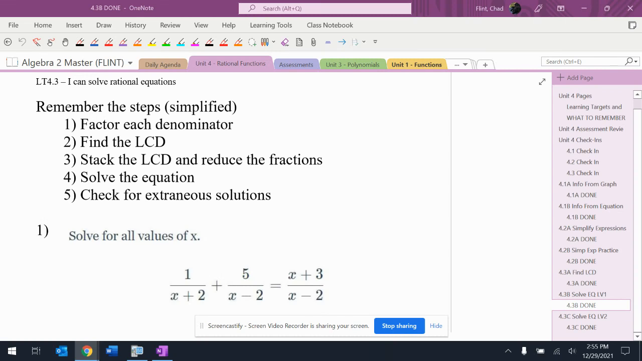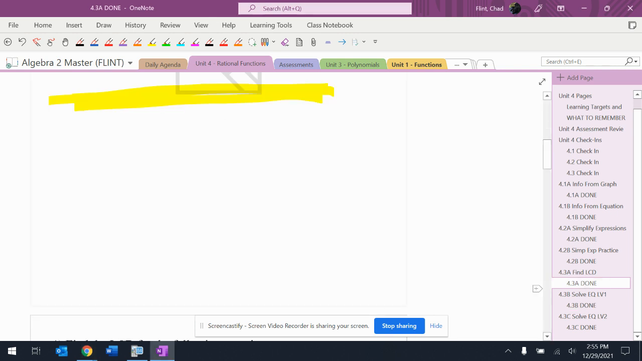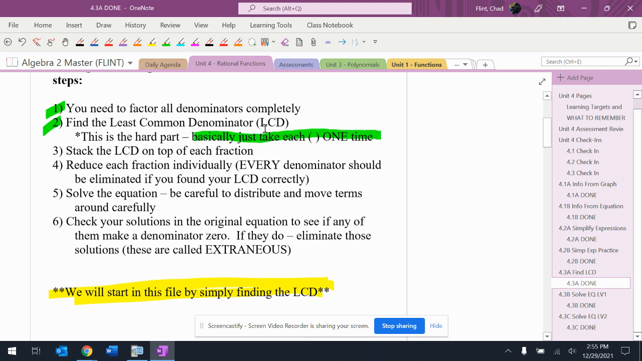All right, so the steps were in the last thing we did. I didn't go through them all because we only did the LCD. So I've got them simplified here. I'm going to click back to the last one just for a second so we can look at it. Let me scroll up towards the top.